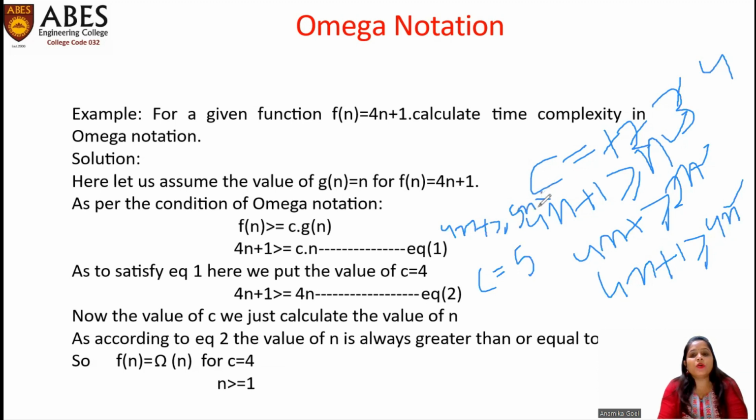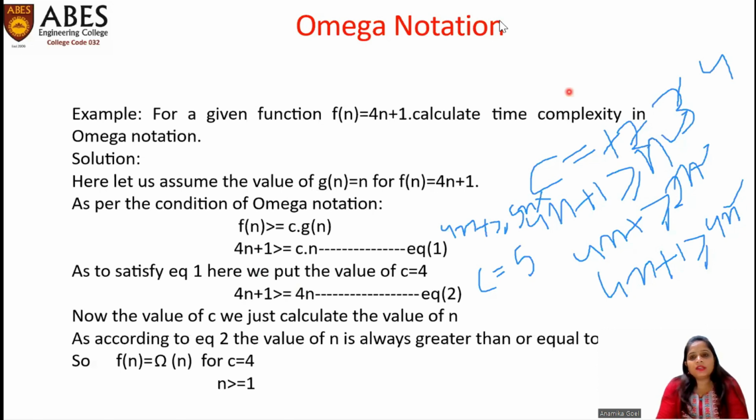No, it is false. So what is the value of c? In the case of omega notation, we always consider the greatest lower bound. The greatest value that works is 4, so c is equal to 4. For c equals 5, the condition is not satisfied. So we put the value of c in equation 1: 4n plus 1 is greater than or equal to 4n. That is equation number 2.